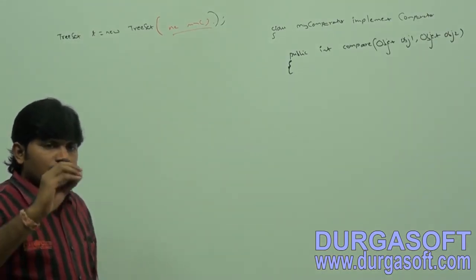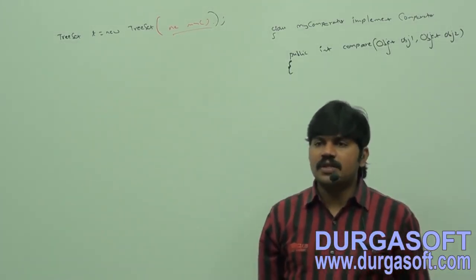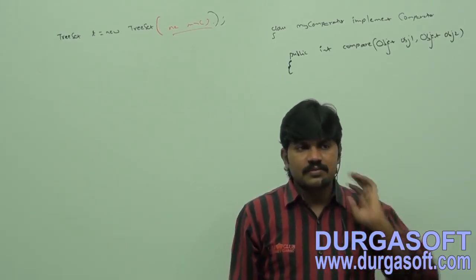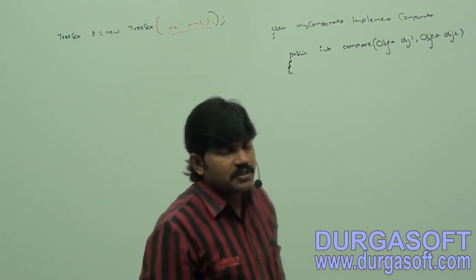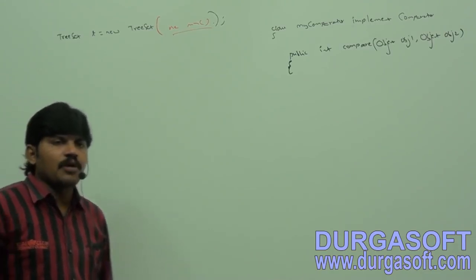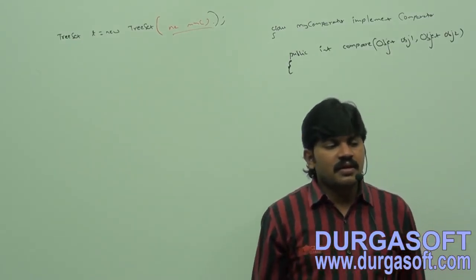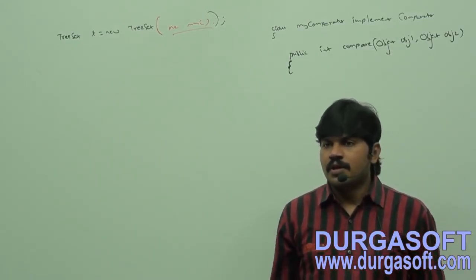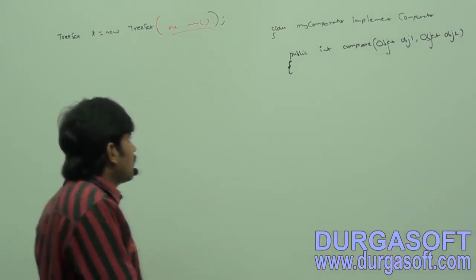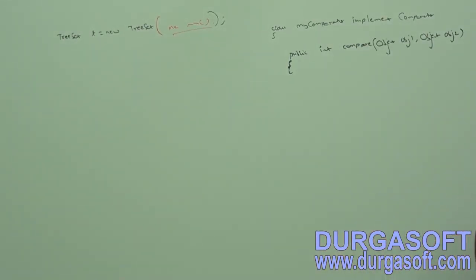Next, if two objects have the same length, then consider their alphabetical order. Okay. Now just observe the point well.